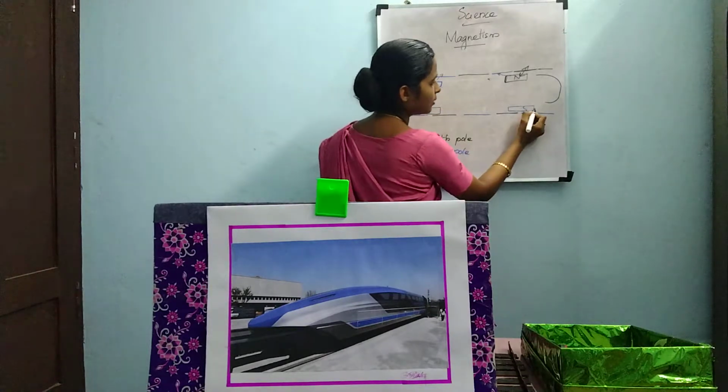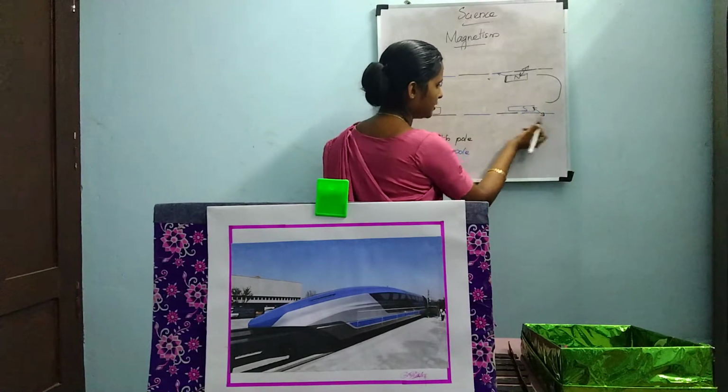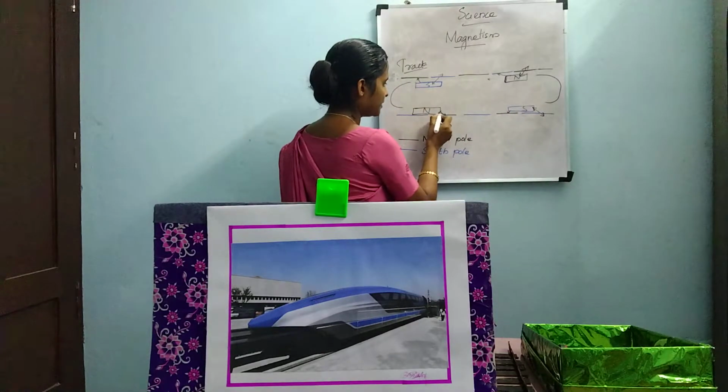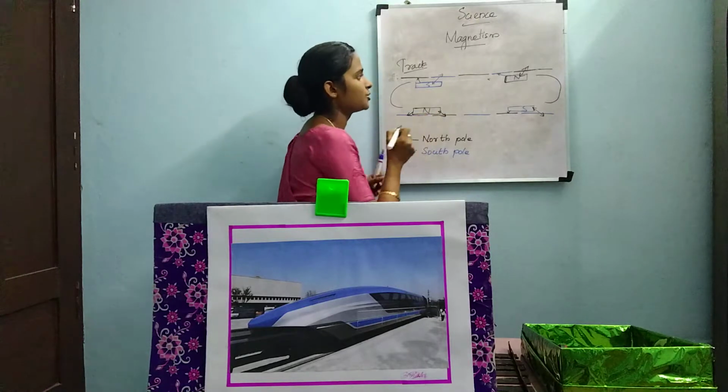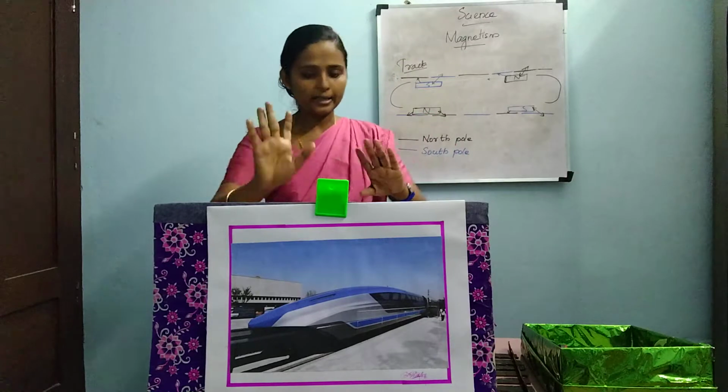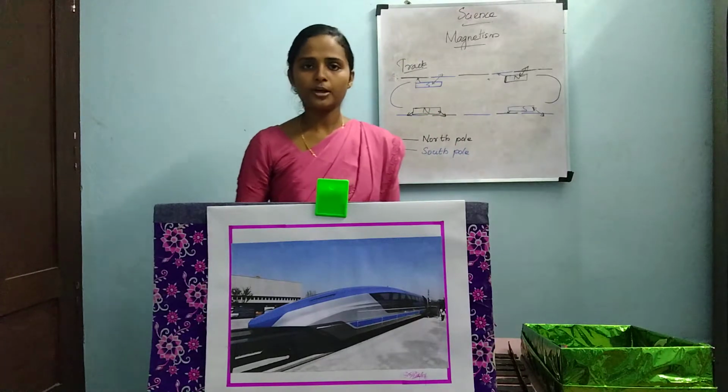And below, see, here will be a repulsion and here will be an attraction. So the train moves. Here will be repulsion and here will be attraction. So the train moves. This is the process that is going on in this maglev train.